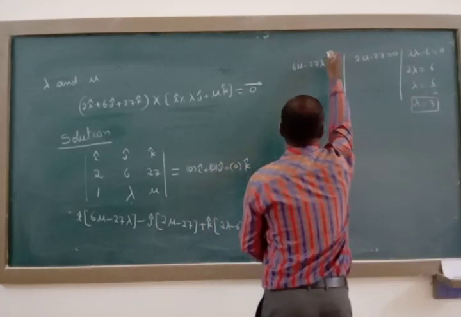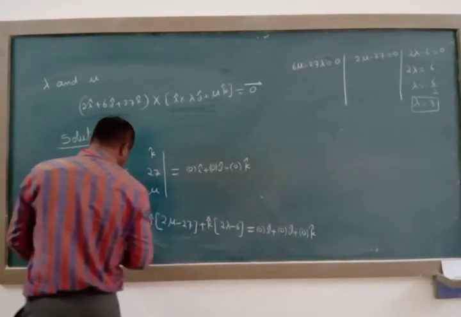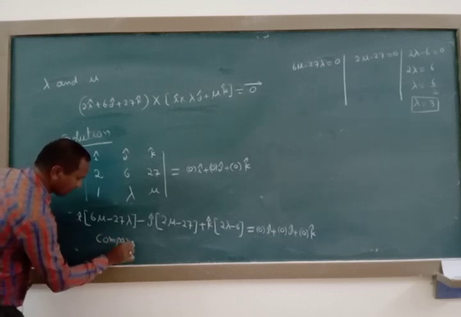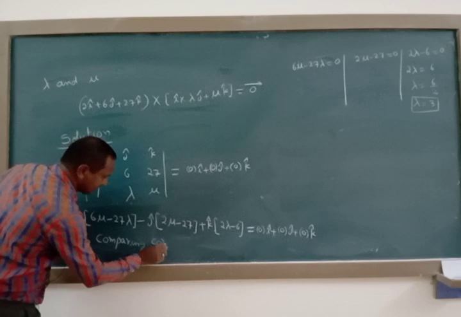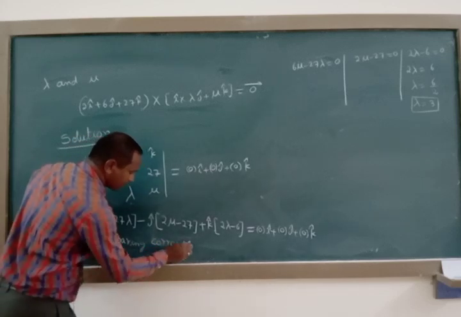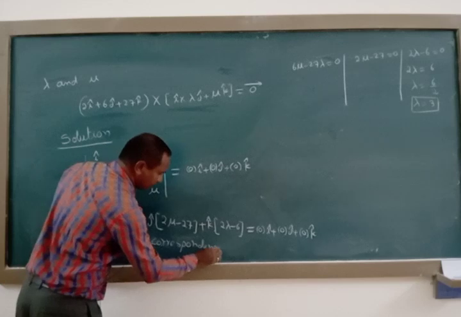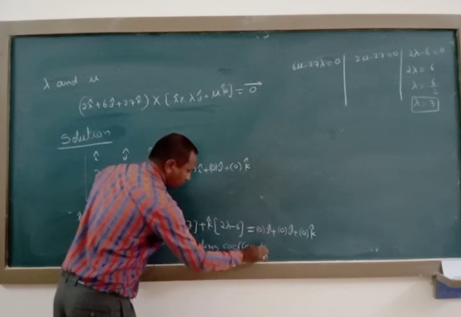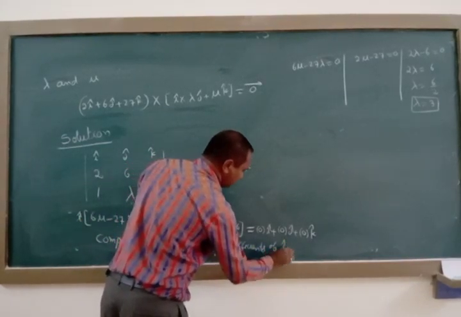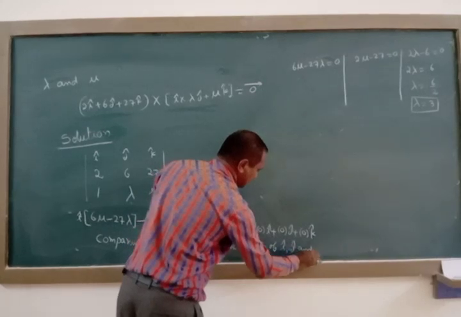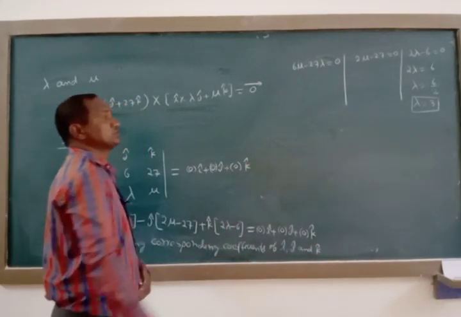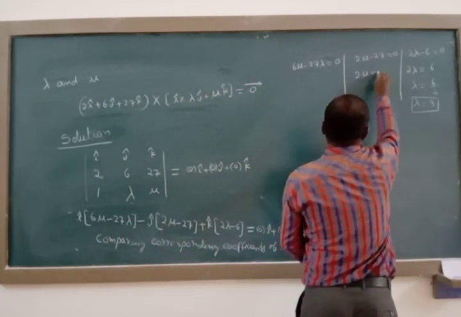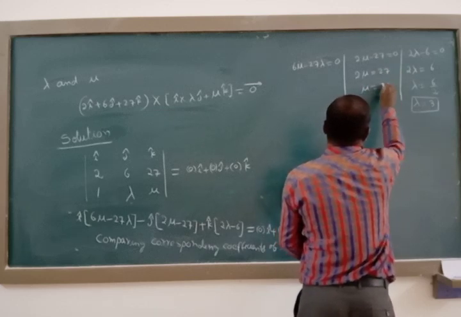Otherwise you can write it, no problem: comparing the corresponding coefficients of i cap, j cap and k cap. Then you can take those three here. Then afterwards 2 mu is equal to 27, or mu is equal to 27 by 2.